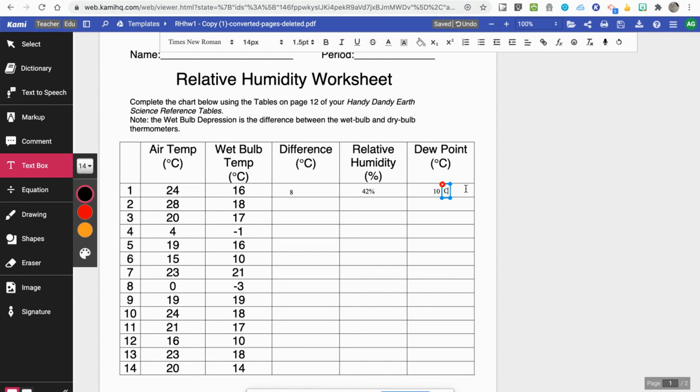Okay, so that's how you're going to figure those out. Subtract your two numbers. That's your difference. You're going to find your difference to find your relative humidity, and then also for your dew point. Okay, so I hope that helps to explain how you are going to fill out the relative humidity workshop.